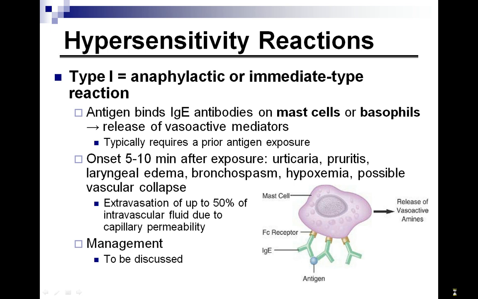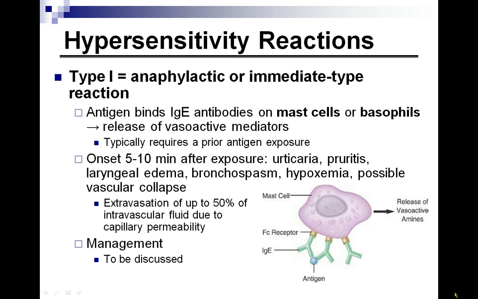We're going to take a few minutes and review the different kinds of hypersensitivity reactions, and there are 4 types. The first is the type 1 reaction, which is an anaphylactic reaction or other immediate type immune reactions. In these reactions, some antigen binds to IgE antibodies, usually located on mast cells or basophils, and when that happens, the cells release a variety of different vasoactive mediators.